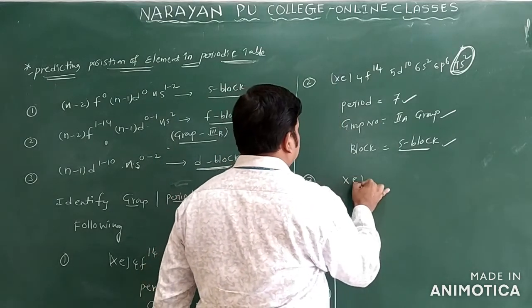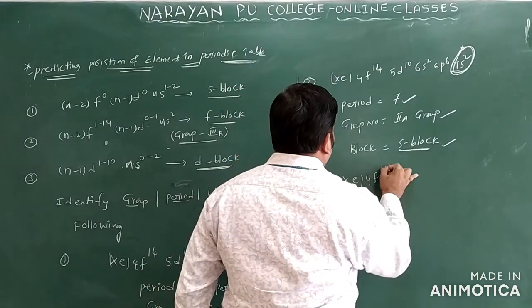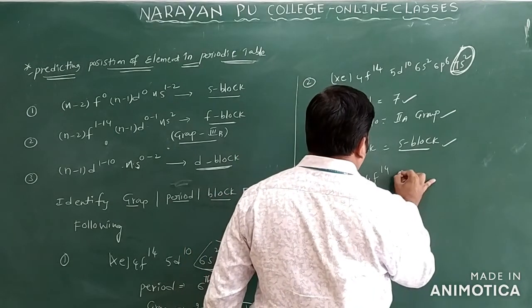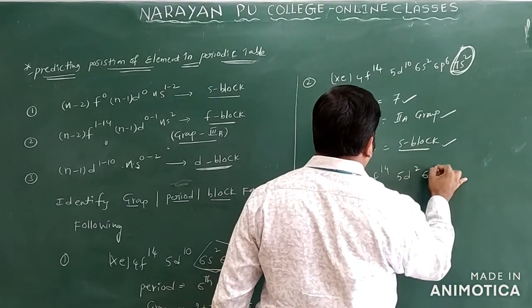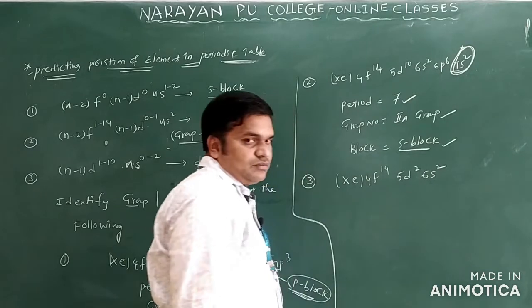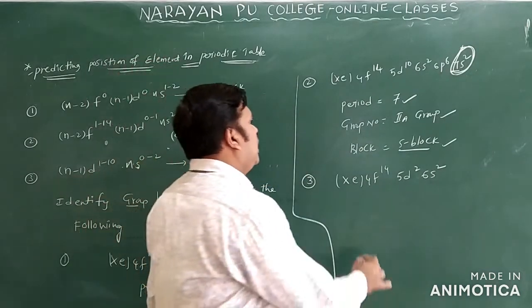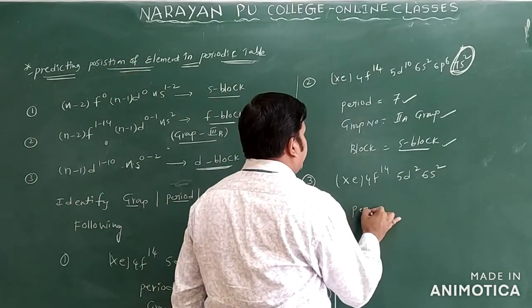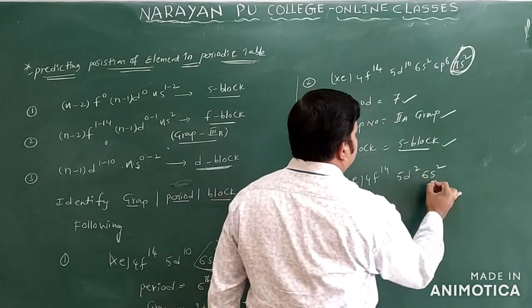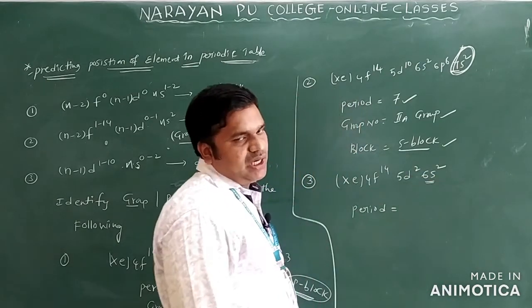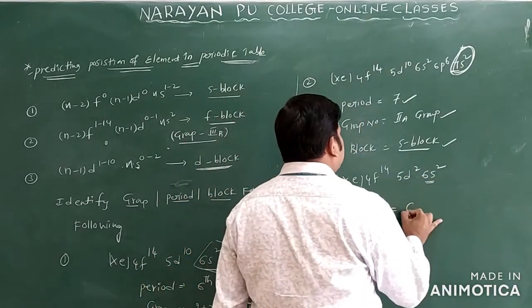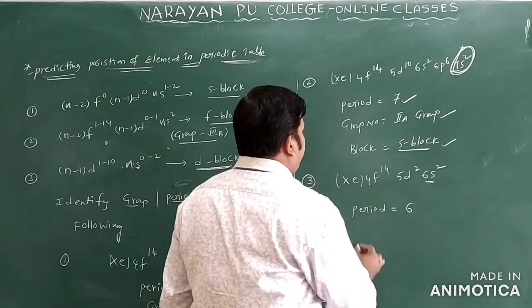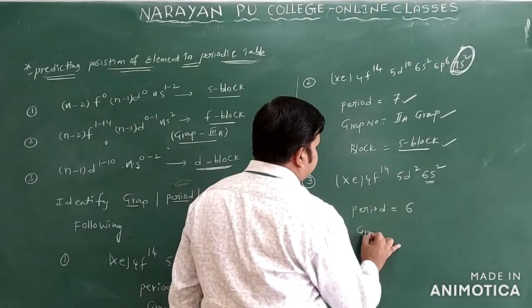Xenon: 4f14, and we have 5d2 and 6s2. 5d2 and what? 6s2. Okay, what can you find if you first find what? The period number only. For the period, you can see the outermost shell, or you can say the valence shell, that is how much here? 6 only.